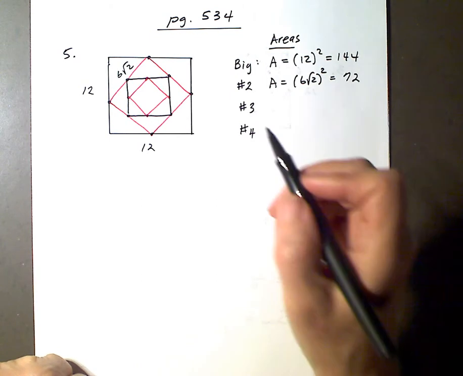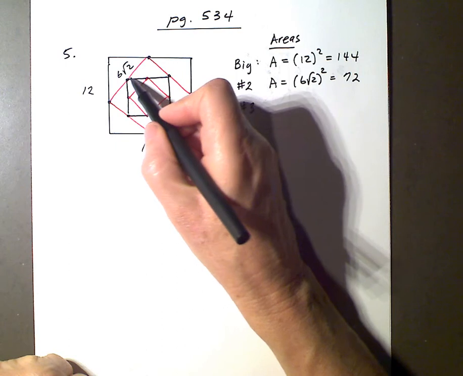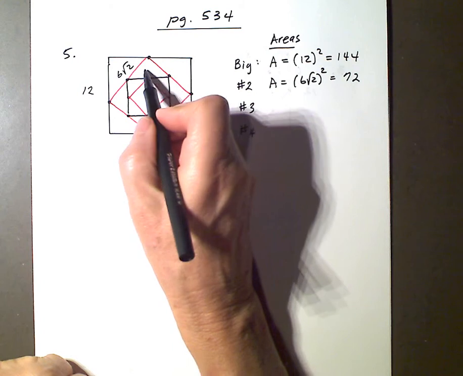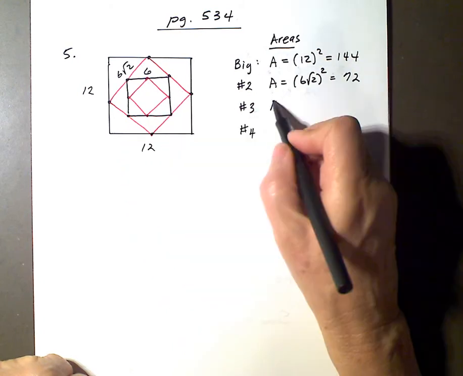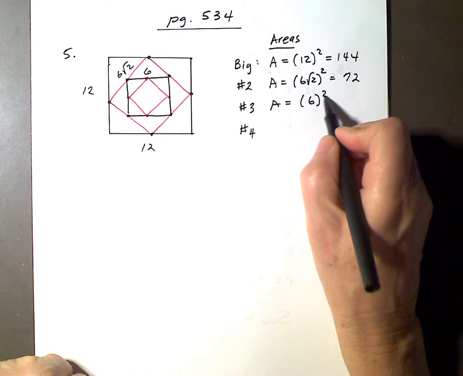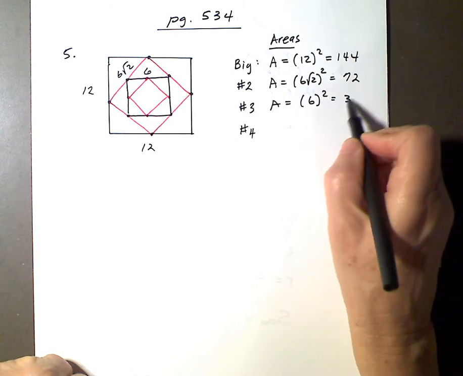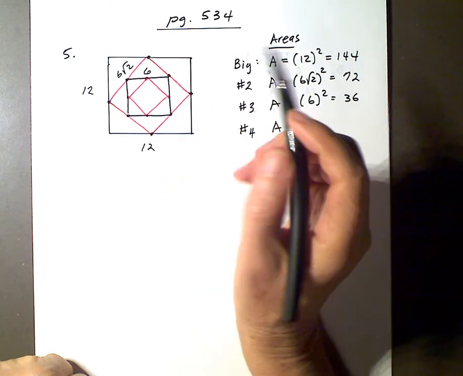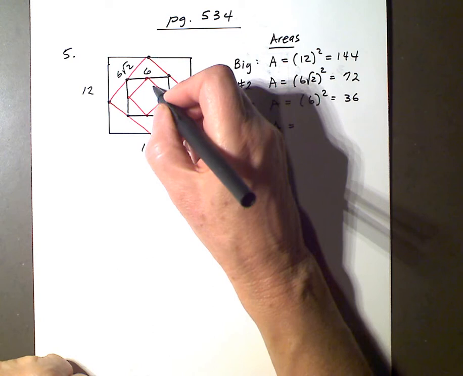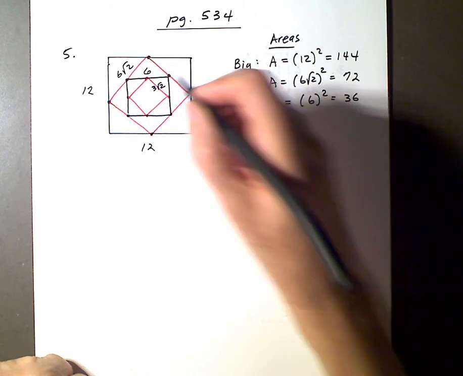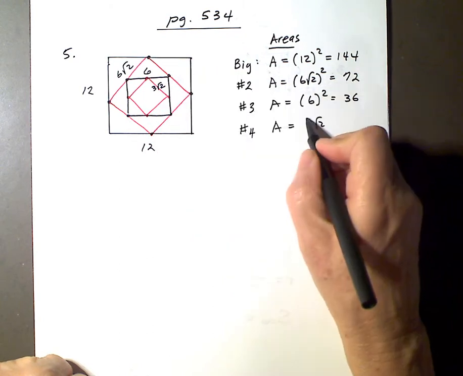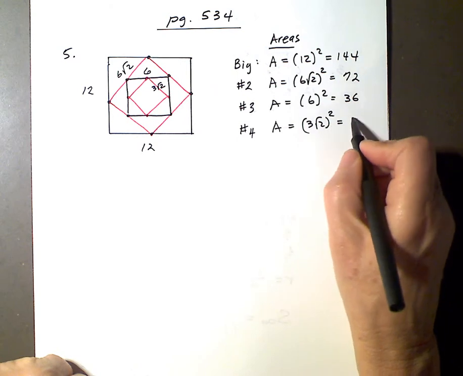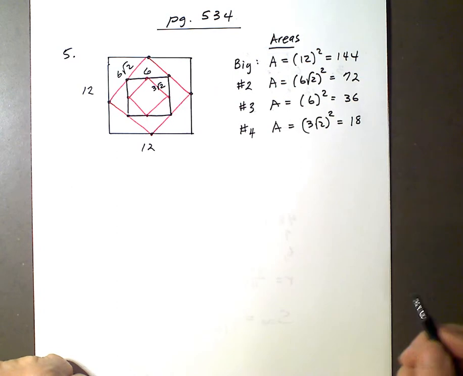And then the next square has side lengths we figured out in the last video of 6. So the area of that square is 6 squared, side squared. So that's 36, and you see what's happening here, and so on. This one would have side lengths of 3 root 2, this little guy in here. So as expected, this would be 9 times 2, or 18. So we see that these are getting half as big as the last one.